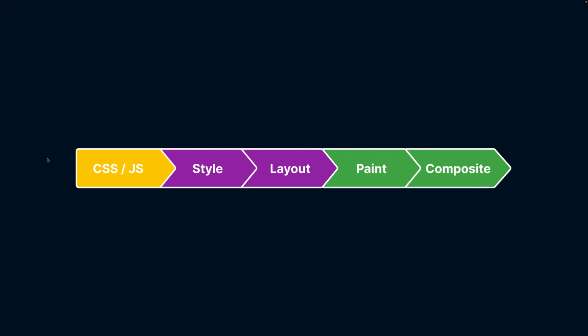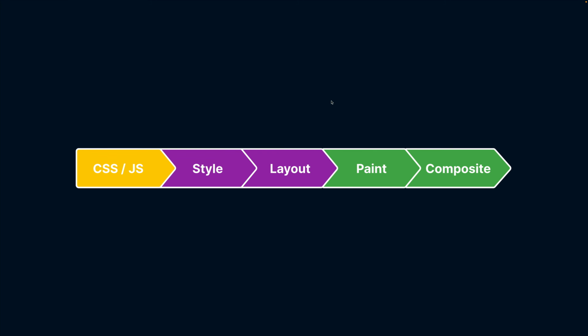You can see here the simplified version of the rendering pipeline. What you are seeing here is the list of steps that we need to go through in order to render a frame. I'm not going to get into the details of each of these steps as this is way beyond the scope of this video, but what you need to know is that in order to render a frame, you need to go through CSS or JavaScript, so you trigger the animation or the styling change, you calculate the computed styles for that element, then you calculate the layout, then you paint that layer, and then you composite them.